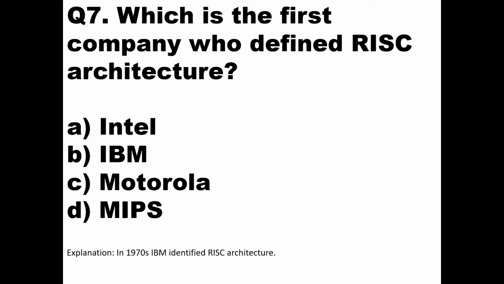Which is the first company which defined RISC architecture? So as I've shown below, in 1970s, IBM, International Business Machines, identified RISC architecture. So here the answer will be IBM. Answer B, IBM will be the answer. This is the company who defined RISC architecture first.